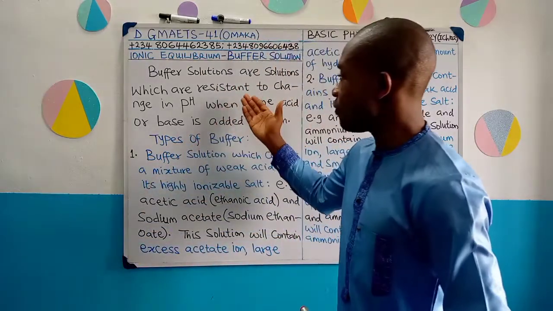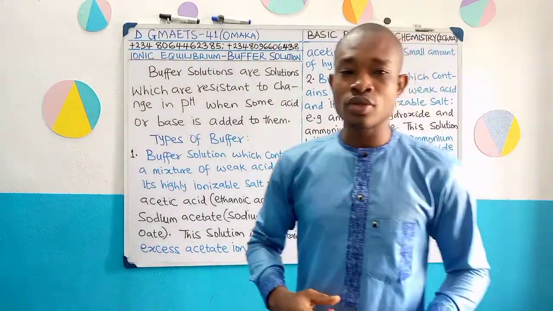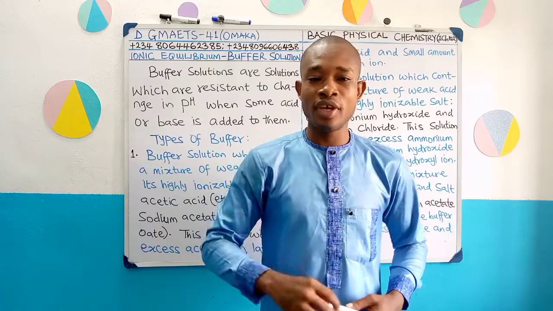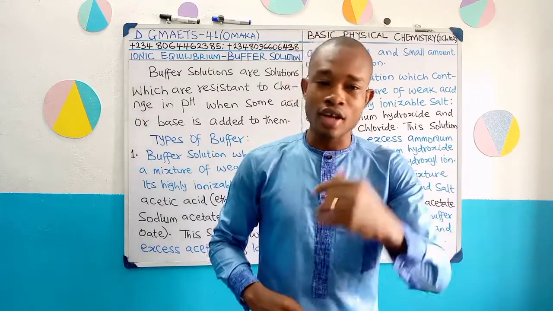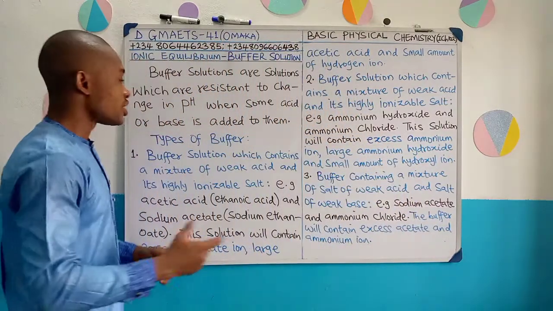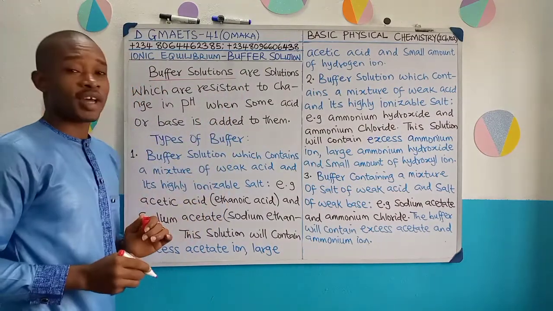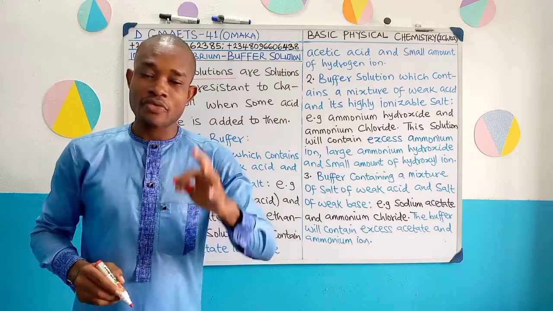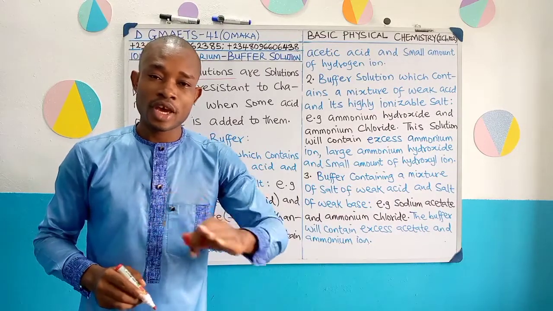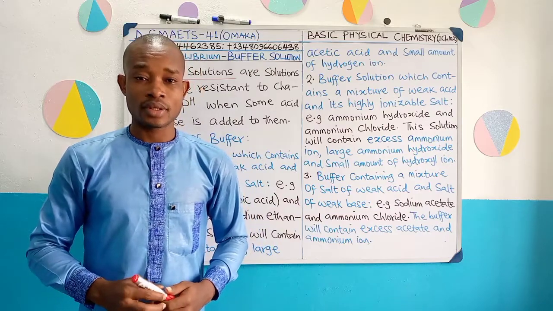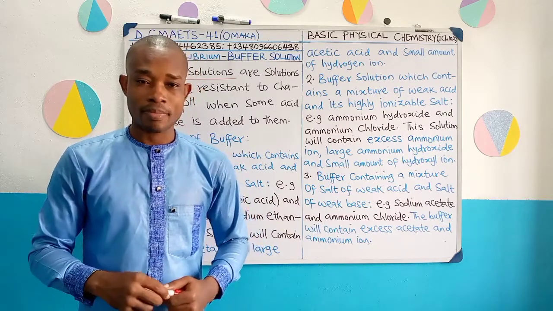Here on the board we have the definition that buffer solutions are solutions which are resistant to change in pH when a small amount of acid or base is added to them. So take note of that. Solutions that are resistant towards pH change when you add an acid or a base in small amounts to them.